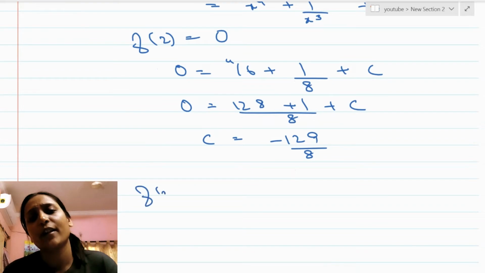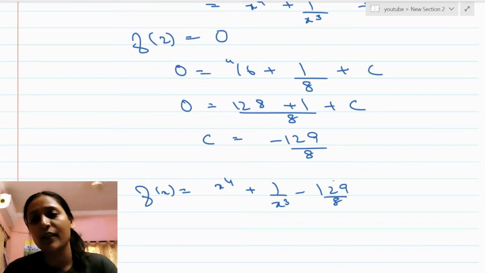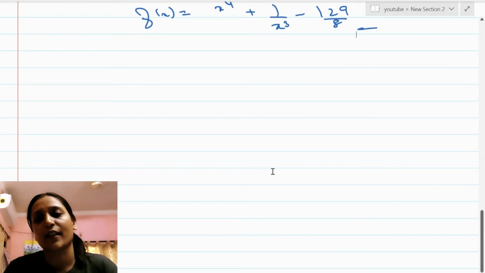So your final value of f of x should be x to the power 4 plus 1 by x cube minus 129 by 8. By looking at the answers, I can see that option A is the correct answer. So that is your answer to this question. Now let me go ahead to the next exercise.